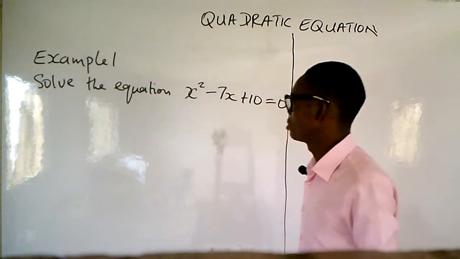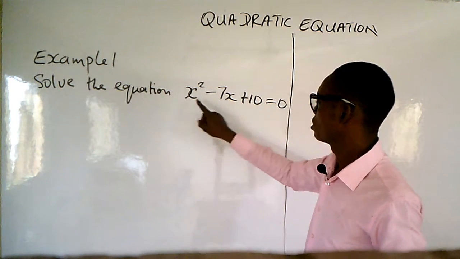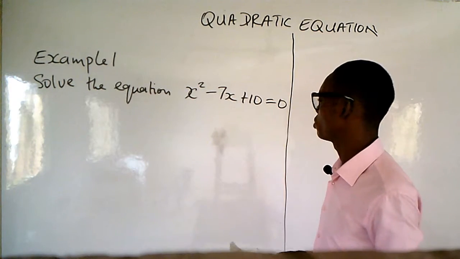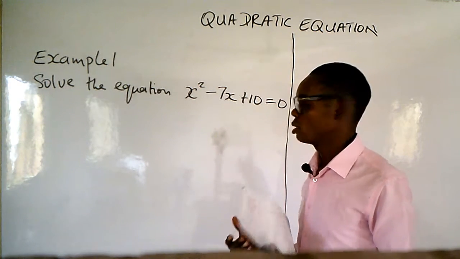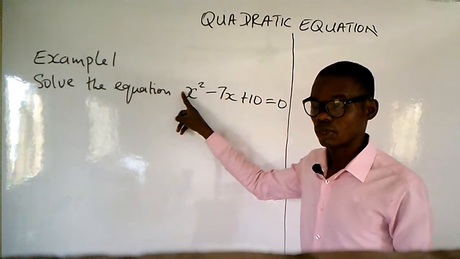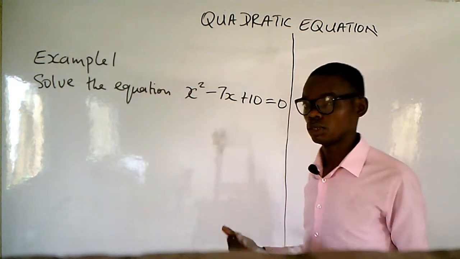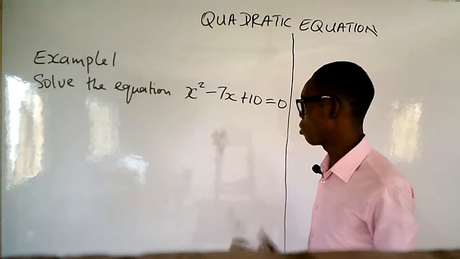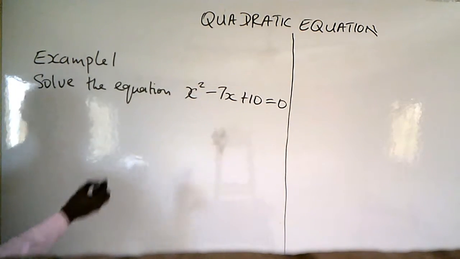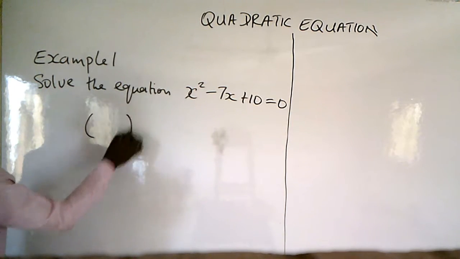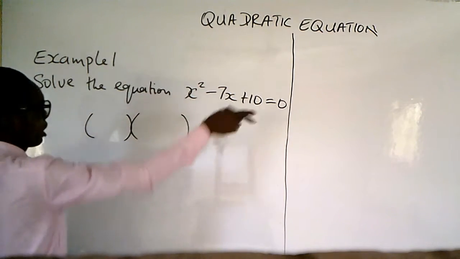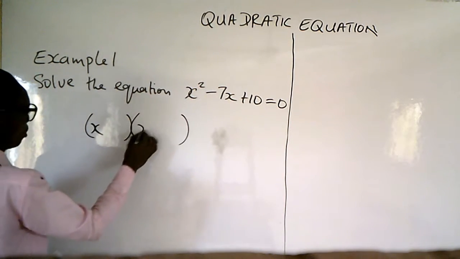Example 1. Solve the equation x squared plus 7x plus 10 equals 0. We are going to solve it within a very short time because the coefficient of x squared here is a unity, meaning the coefficient is 1. So, to do that, we just do this. X squared means x times x, so one of the x will be here, the other one will be here.